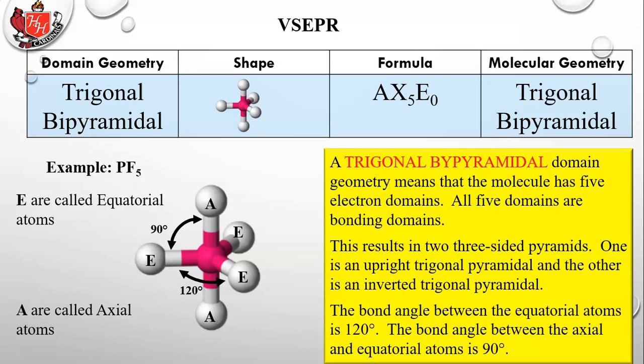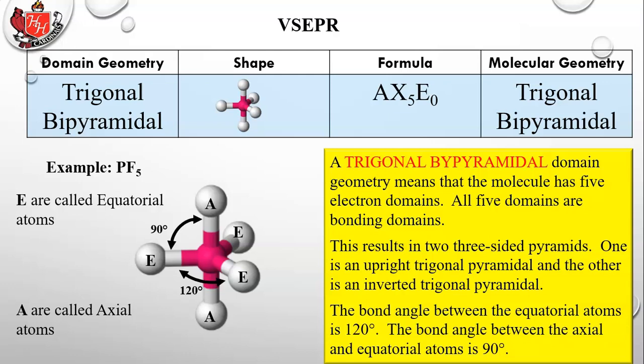It's a 3-sided pyramid. But you also have a 3-sided pyramid down below. It's upside down. The A is the top of the pyramid, except it's upside down, and the E's are also the base. So you have 2 3-sided pyramids stuck one on top of the other, with one right side up and one upside down. So the bond angle between the equatorial atoms, so let's define that.